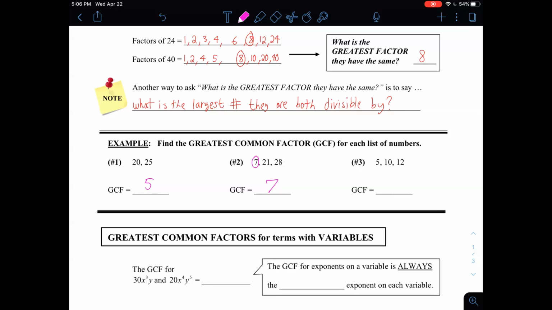What number goes into 5, 10, and 12? Is there a number that goes into 5? So 5 goes into both 5 and 10. Does 5 go into 12? No, and 5 only has the factors of 1 and 5. Only 1 times 5 goes into 5, so 5 doesn't go into 12. The GCF is just going to be 1 for this one, or you could say it does not have a GCF. It's just going to be 1.